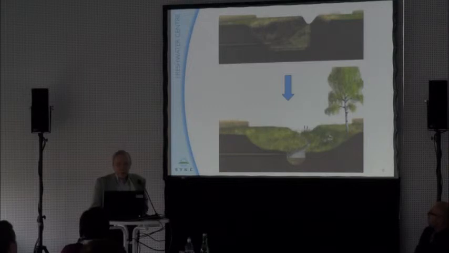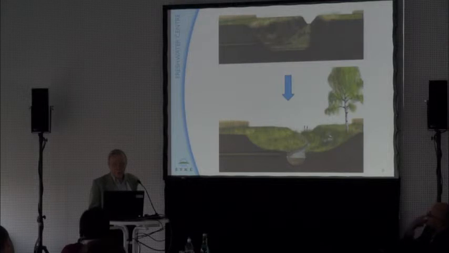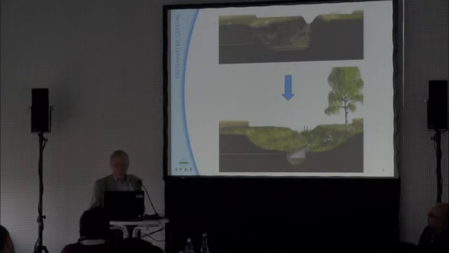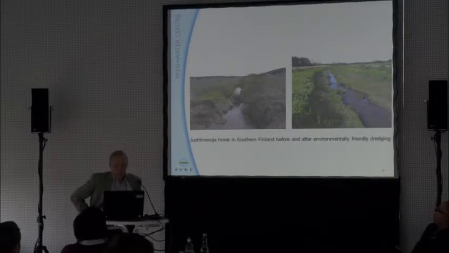So this is one example from our brochure about these methods. In the upper picture you can see the normal or traditional drainage system, erosion and so on. There's the drainage pipe also, and the two-stage profile in the other picture with narrow flood terraces. And here to the left is the original state.